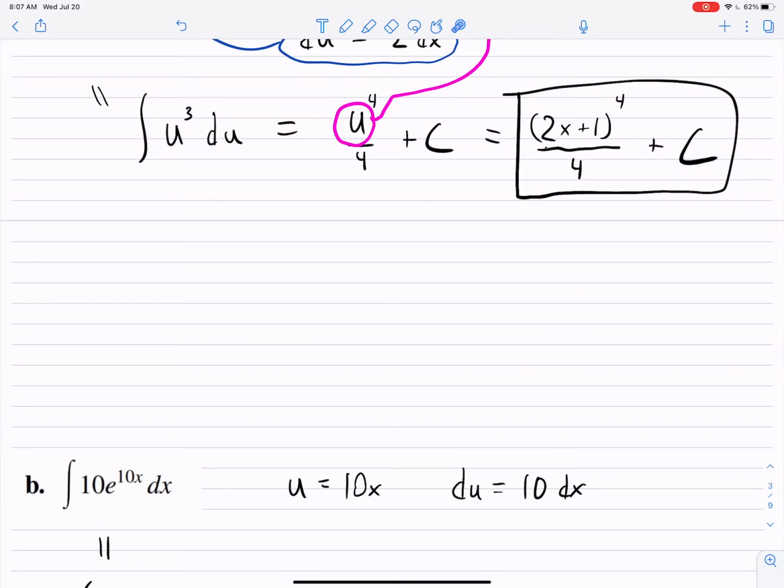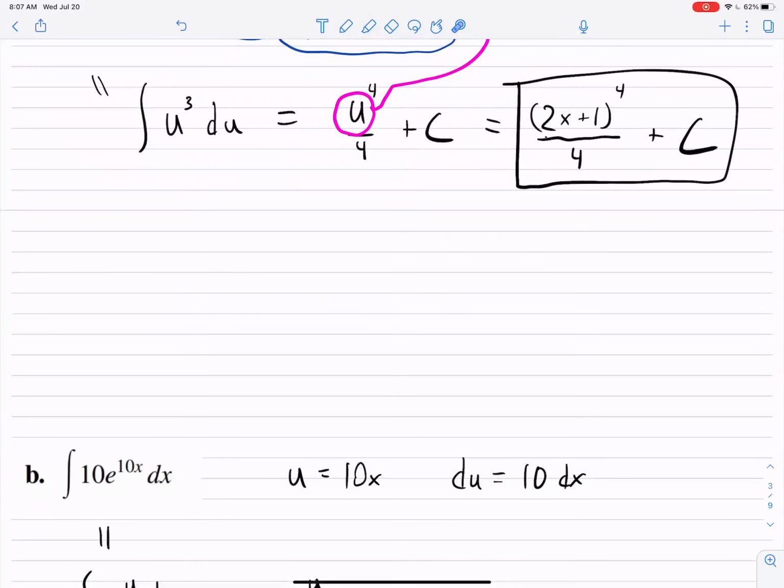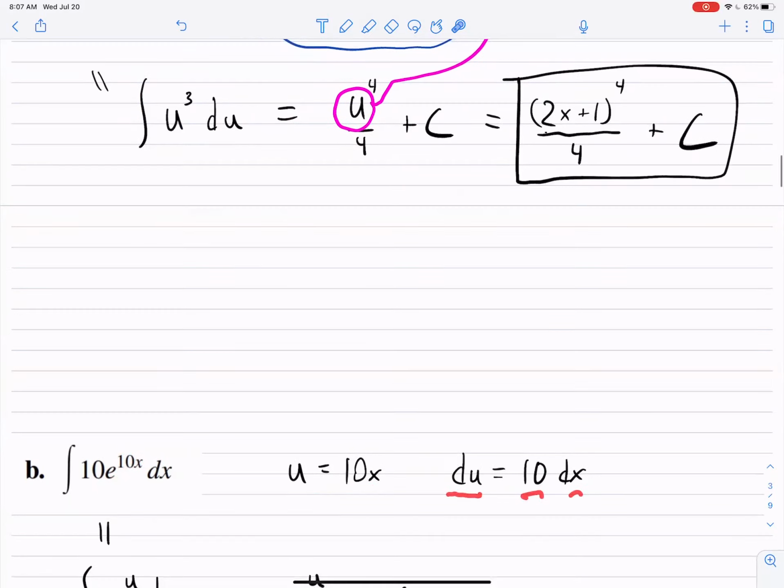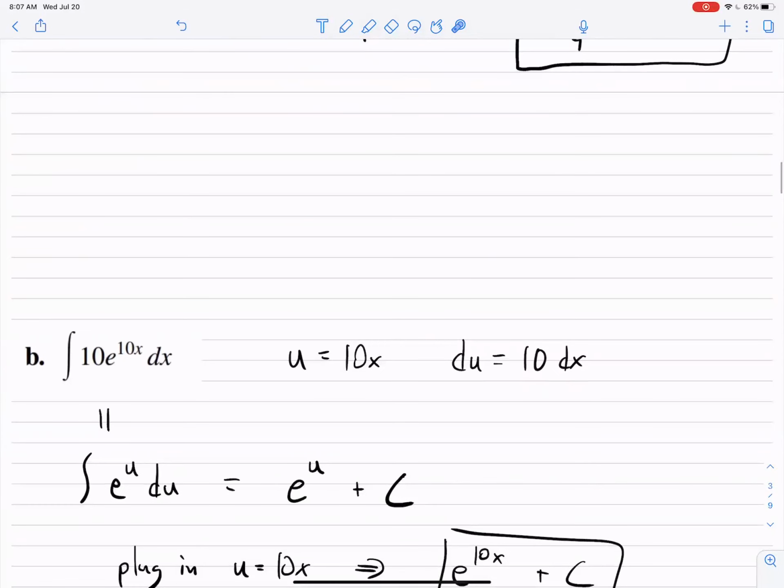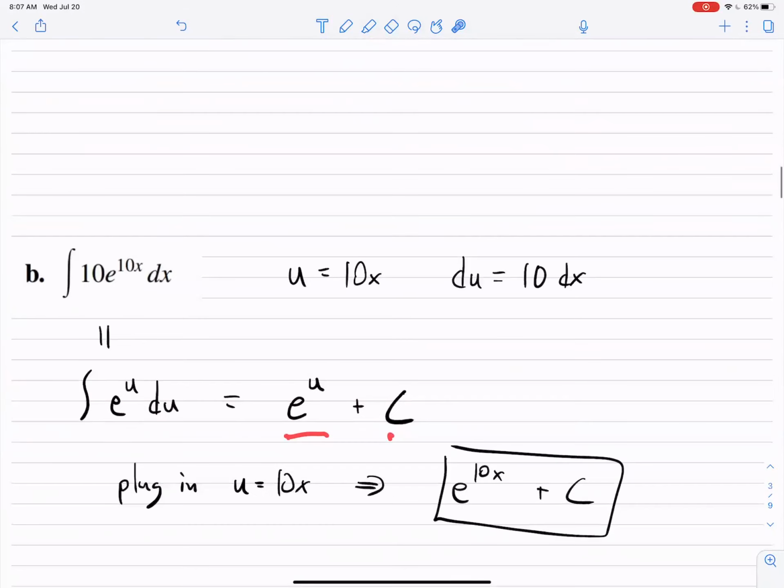For speed's sake, I'm going to just go through it. So in this case, u is this function up here. It's going to be the thing that's inside of e because the derivative of it is sitting right here. So u is going to be 10x. And so then the derivative of u is 10 dx. We're going to plug those guys in and you get e to the u du. And so it's e to the u plus c. Now we finally plug back in u equals 10x and we get this.